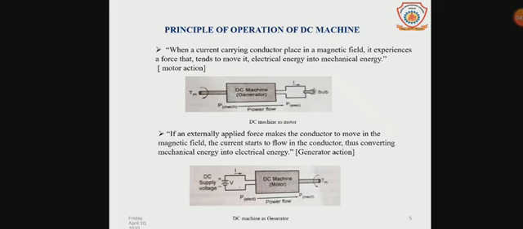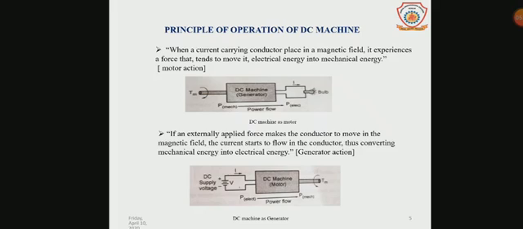This is the principle of operation of a DC machine. The principle of operation of a DC machine is based on electromechanical energy conversion, that is, either from electrical energy into mechanical energy or from mechanical energy into electrical energy. A DC machine consists of a system of conductors called the armature, which is placed on the movable shaft, and a system of electromagnets called the field system, which is stationary and produces the required magnetic field for the operation.